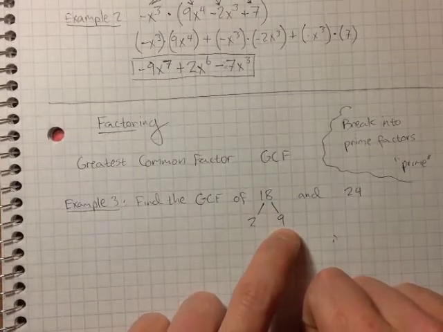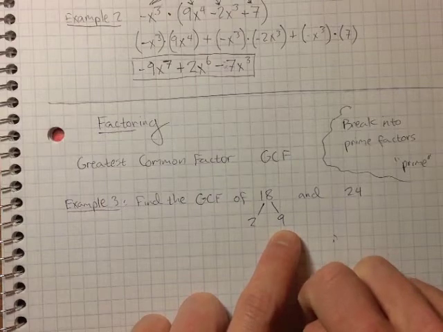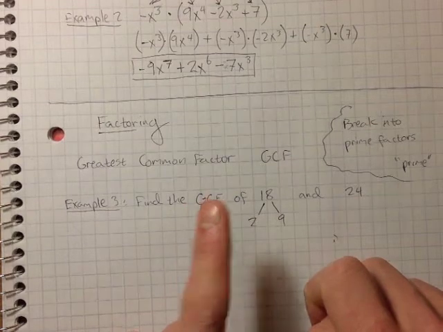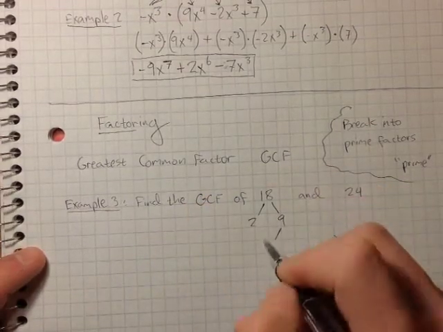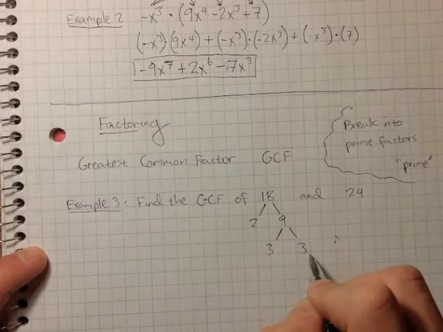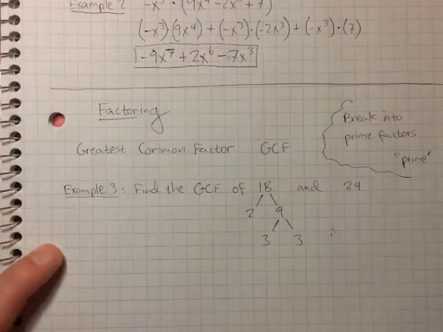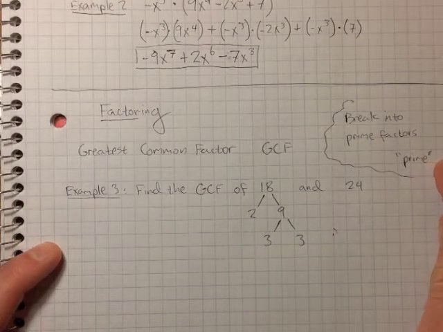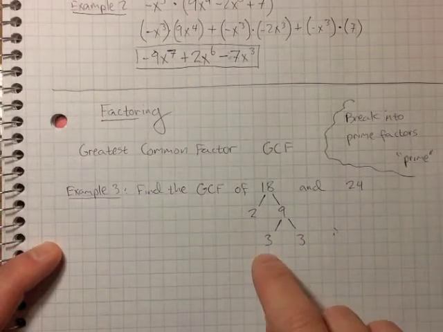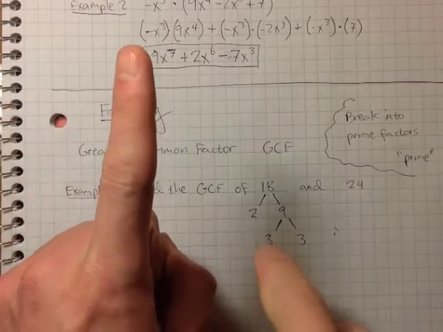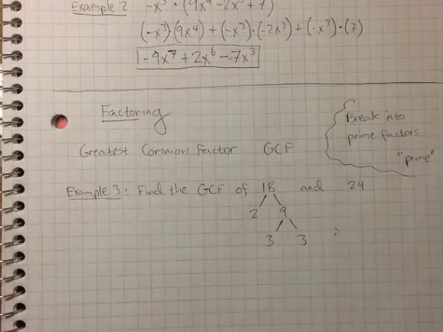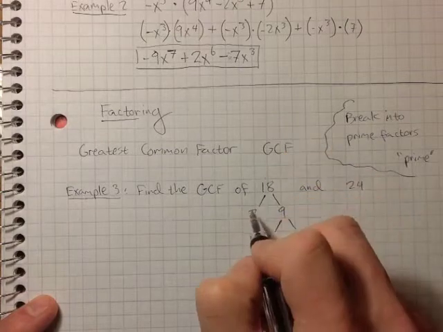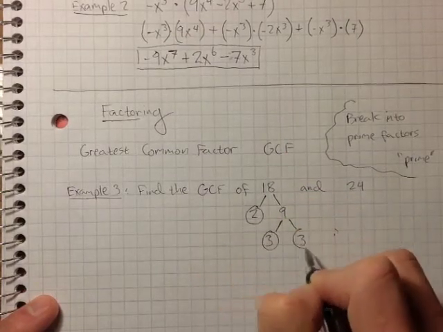How about 9? Is 9 a prime number? Well, no. There are other factors of 9 other than 1 and 9. How about 3? If I multiply 3 times 3, I get 9. Now, let's look at the 3's. Is 3 a prime number? Yes, it is. The only possible numbers that I can multiply to get 3 are 1 and itself, 3. This means that I have successfully broken down 18 into its prime factors, 2, 3, and 3.